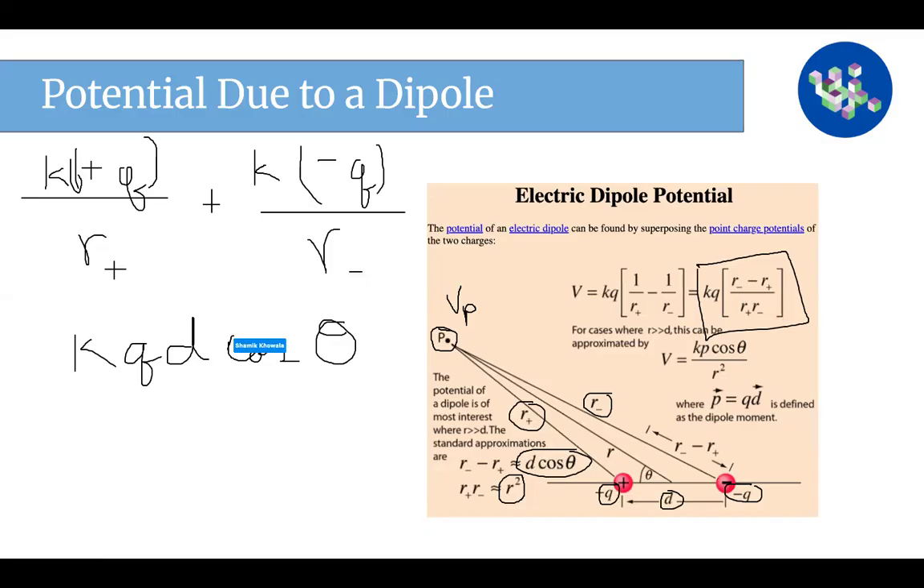Sorry, theta is the angle defined here to the midpoint of the dipole, and then that divided by r squared. And r is defined as the distance from P to the midpoint of the dipole. Usually physicists will denote qd as the dipole moment P. This is just to simplify the expression, and it's useful.